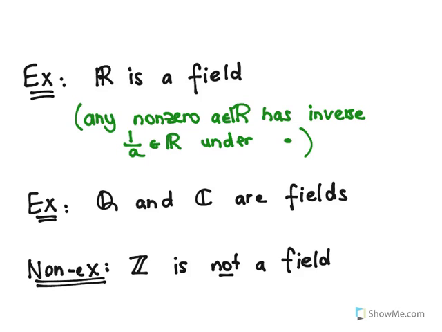By the same token, the rationals Q, or the complex numbers C, also form fields because I can take 1 over any non-zero rational number and get another rational number, or 1 over any non-zero complex number and get another complex number. But on the other hand, we've seen a non-example. The integers Z do not form a field because not every non-zero element in the integers is a unit. For instance, 2 isn't a unit. 2 has no inverse in the integers under times. The thing that wants to be its inverse is 1/2, but 1/2 is not an integer.